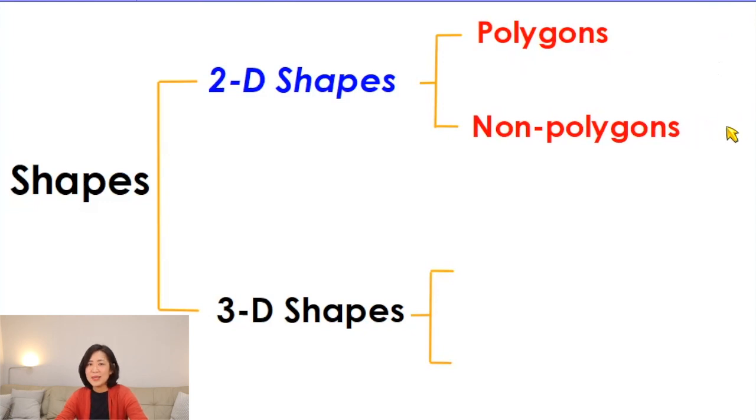Well done! Yes, polygons are multi-sided shapes with only straight lines, and it has got vertices and it has got angles. Great job! Then what about non-polygons? What do you know about the non-polygons? Non-polygons have curved sides and it's not fully closed shape, right? Then now 3D shapes, we focus on the prisms and pyramids.